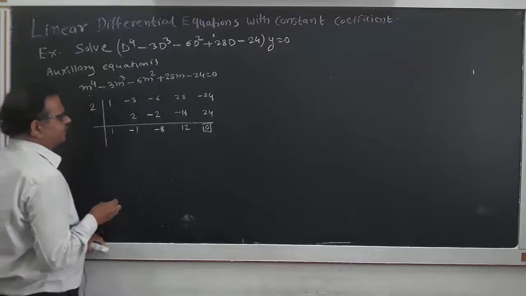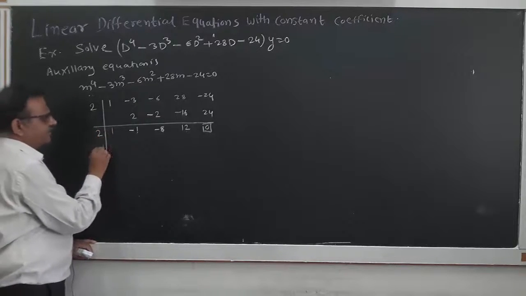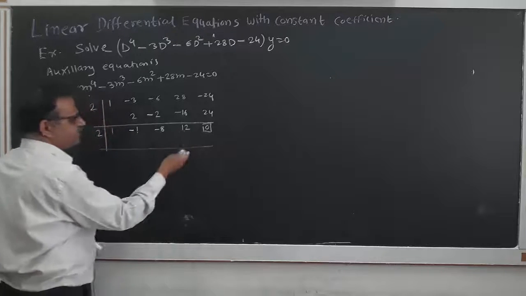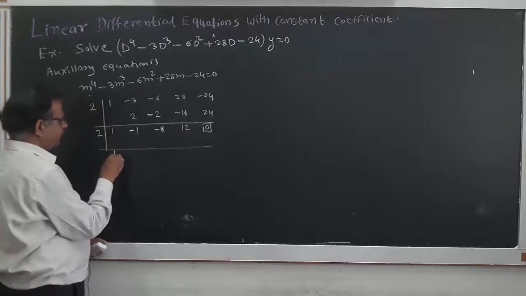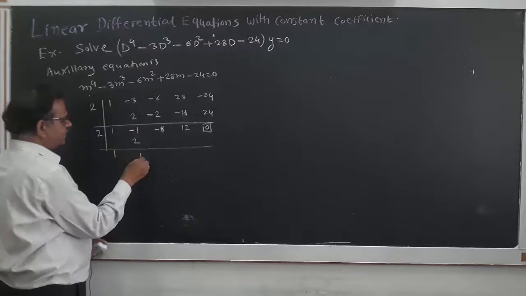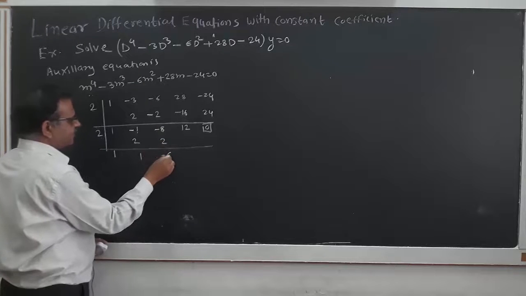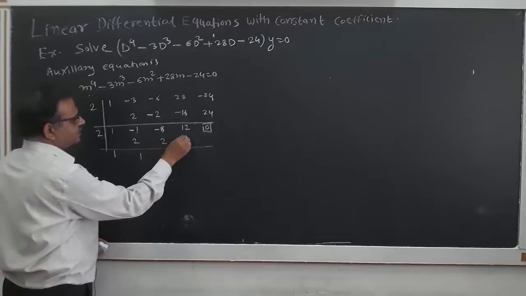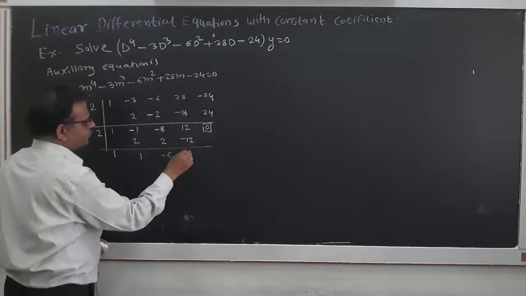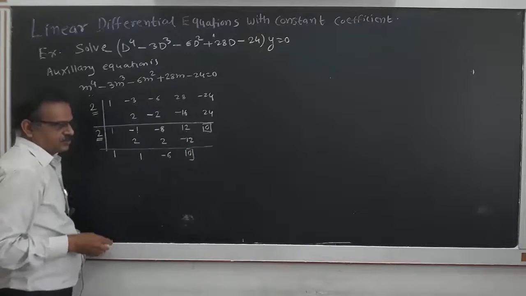Now again we shall take 2, we shall see whether this becomes 0 or not. 1, 1 into 2 is 2, 2 and −1 is 1, 1 into 2 is 2, 2 and −8 is −6, −6 into 2 is −12, therefore 0. Therefore, 2 is a 2 times root of this equation.